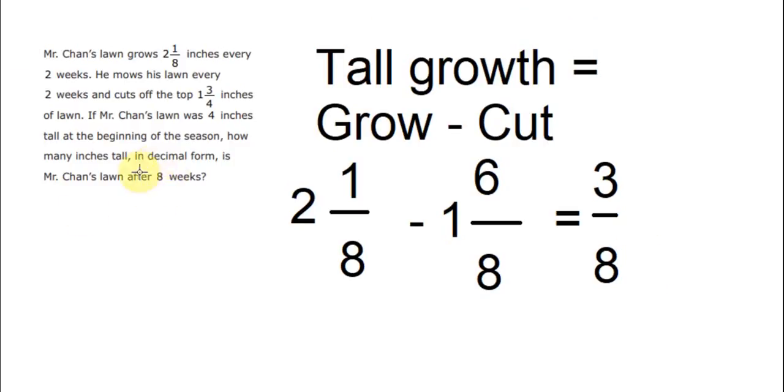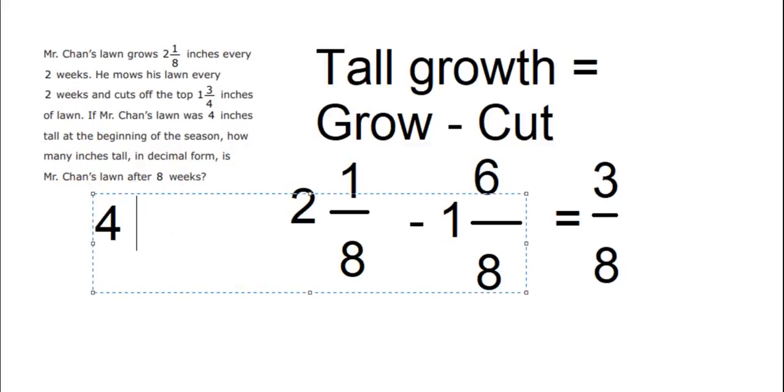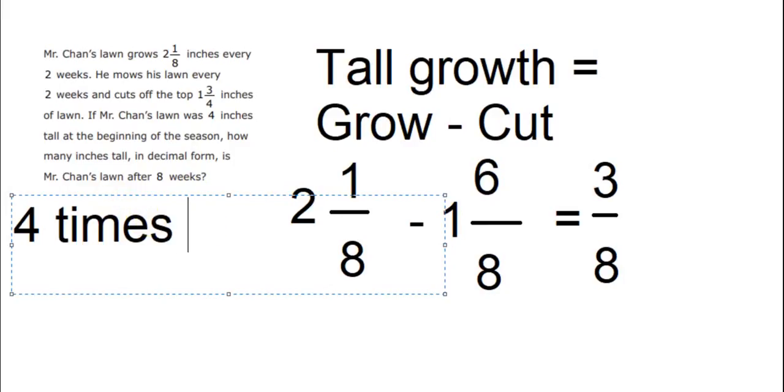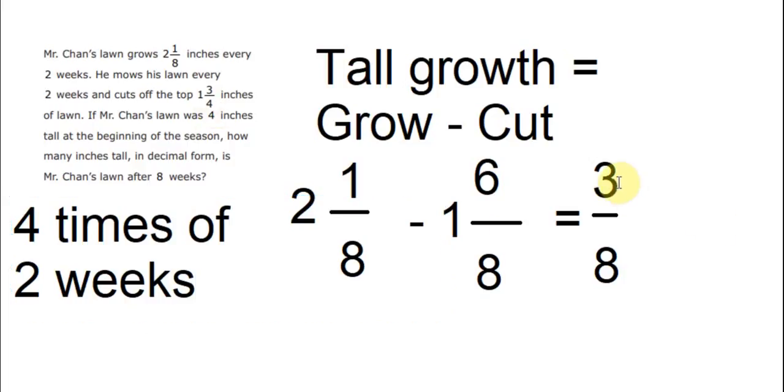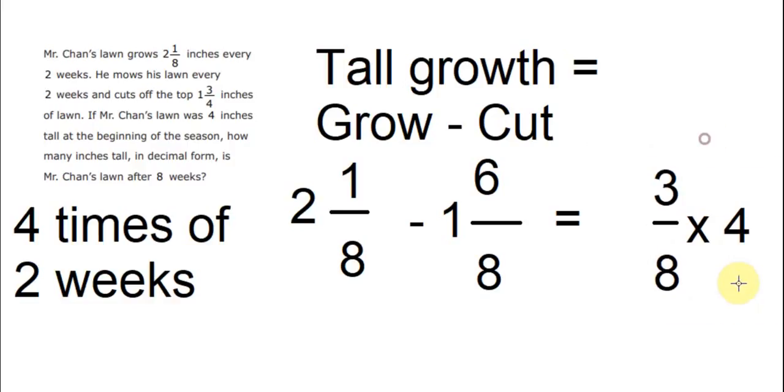So now we have 8 weeks. This means that there are 4 periods of 2 weeks. So we multiply 3/8 by the number 4. We have 8 and we have 4, so we simplify here, and we get 3/2.